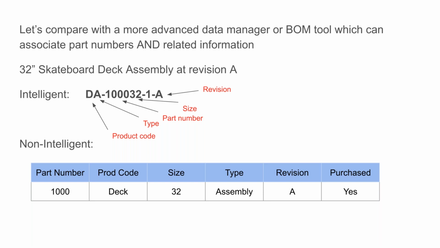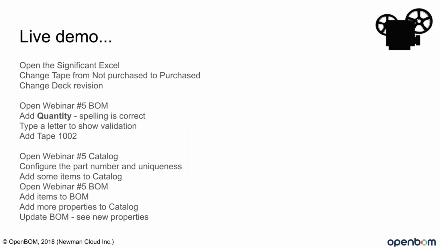The non-intelligent or unintelligent part number system looks more like what we've got below, a sequential part number with some metadata stored about it. And in the end, eventually will convey exactly the same information.